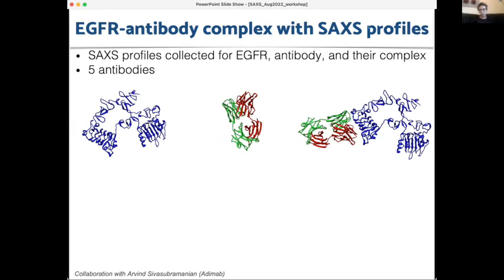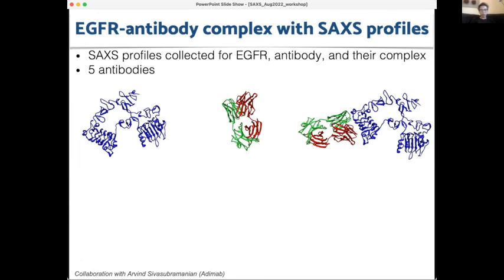Antibodies are very interesting proteins for many reasons. We produce them as a result of exposure to pathogens or vaccination, but antibodies are also a huge class of therapeutic molecules. One of the main challenges is determining where the antibody will bind, or what is the epitope. And the SAXS profile can be very useful in this context.